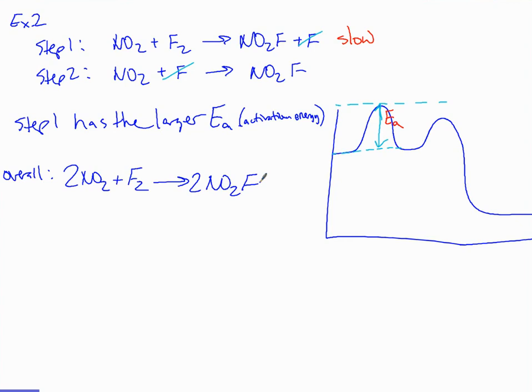Identify any catalysts or intermediates. It says nothing about catalysts. We already identified the intermediate. The intermediate is the atomic fluorine, which is the F. Write the rate law for the overall reaction.